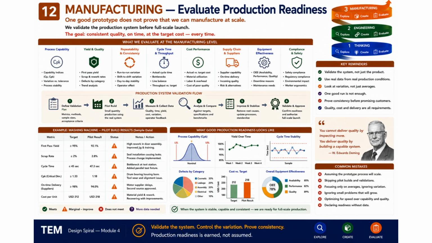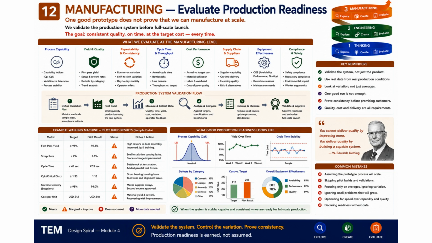We have designed the production system. Now we must evaluate whether that system is actually ready for production. This is very different from evaluating an engineering prototype. One successful prototype tells us that a product can be built. It does not tell us that hundreds or thousands of products can be built consistently. That is why we conduct pilot builds using the real processes, tooling, equipment, suppliers, operators, and inspection methods wherever possible. And now, variation becomes extremely important. We examine process capability, first pass yield, defects and scrap, cycle time, throughput, equipment effectiveness, supplier performance, cost, safety, and quality.